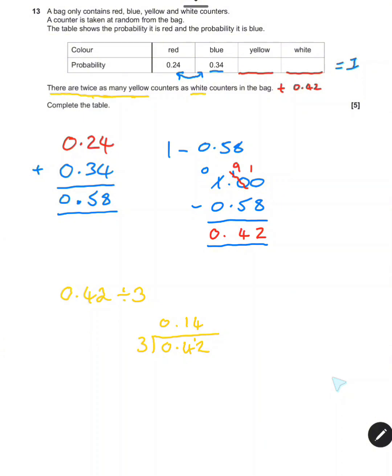Straight away, I know this 0.14 can go into my white box. And I just need to work out yellow. And it says there are twice as many yellow as white. So I just need to do 2 times 0.14. Well, 2 times 14 is 28. So that would be 0.28. And that's going to go there.